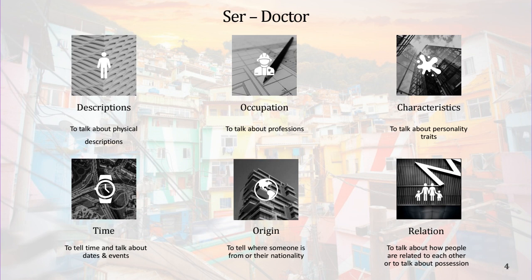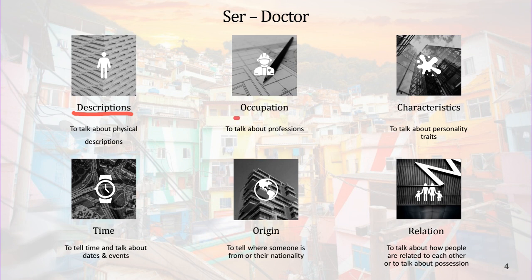Let's look at the uses for ser first. The acronym DOCTOR will help you memorize the uses for ser in Spanish. You'll notice that all of these uses are describing things that are more permanent. The D stands for descriptions. So whenever we want to talk about what someone or something looks like, we're going to use the verb ser. When we're describing what people and things look like, usually the things that we're describing are more permanent about them. So someone who's tall or has black eyes or brown hair, those are attributes about them that are more permanent.